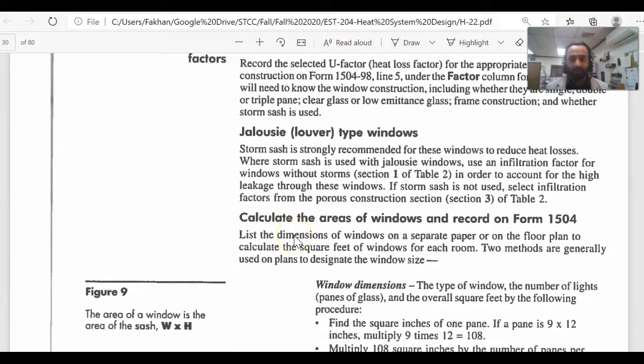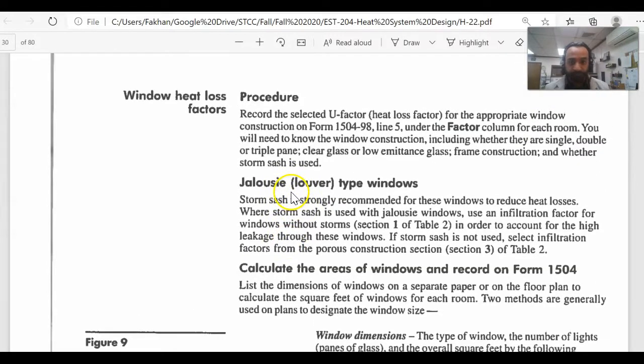Windows, we know a lot about windows. Jalousie windows, I don't know if they're common anymore. They're kind of like blind windows, single pane, kind of like slats, and they open and close. And I don't know why they call it jalousie window. I think it's a French name. It's not because it makes people jealous.